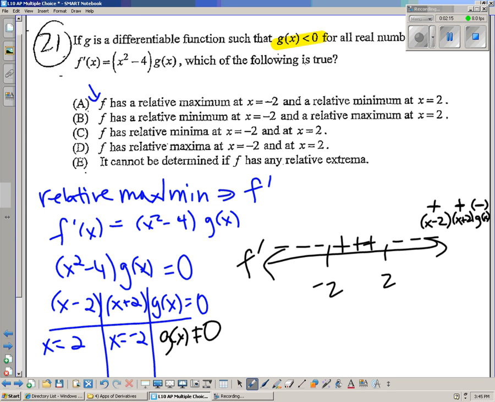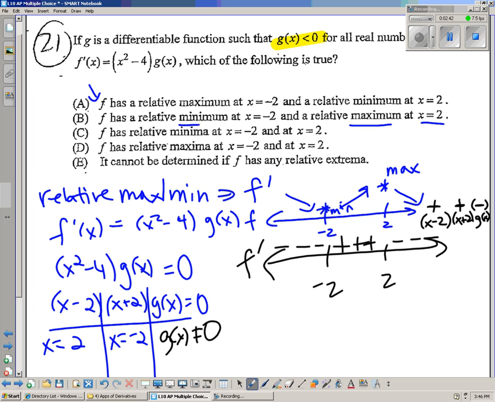So now if we think about what f is doing, on the interval negative infinity, negative 2, f is going down. Then f is going up. Then f is going down. So what we have is we get a max at 2 and a min at negative 2. Max at 2, min at negative 2, choice B.